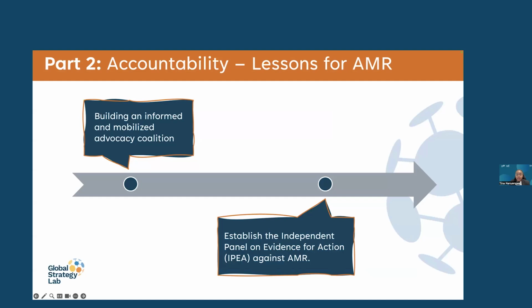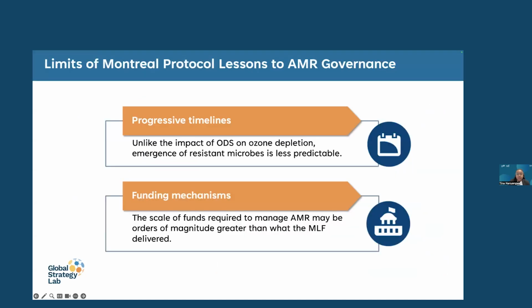And another important innovation here would be the institution of independent assessment panels. We know there's already proposals for an independent panel on evidence for action against AMR, but this has to be established as soon as possible, because these initiatives could really help to provide unbiased assessments for AMR global efforts.